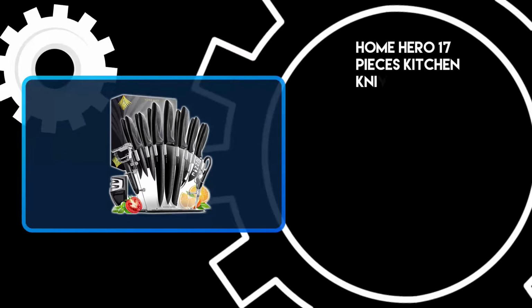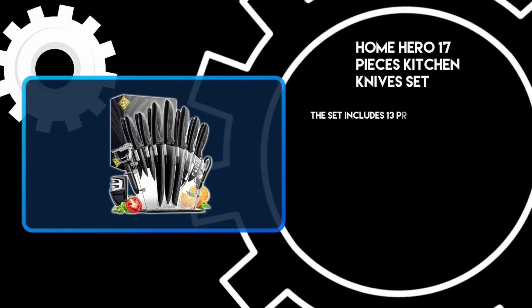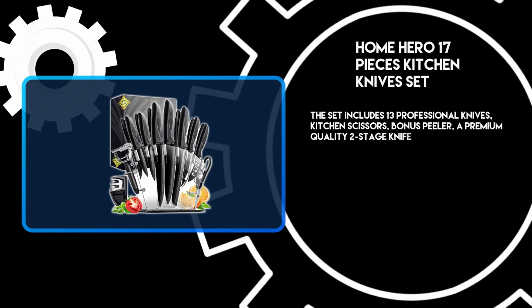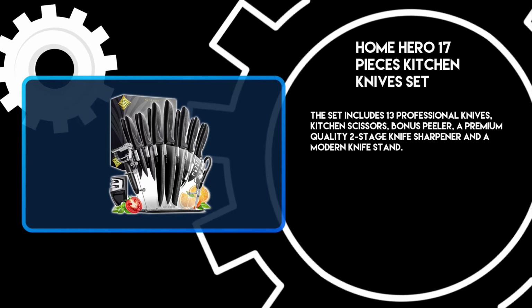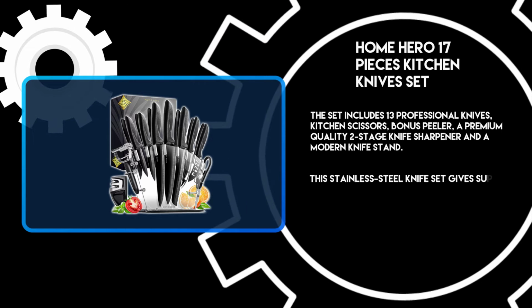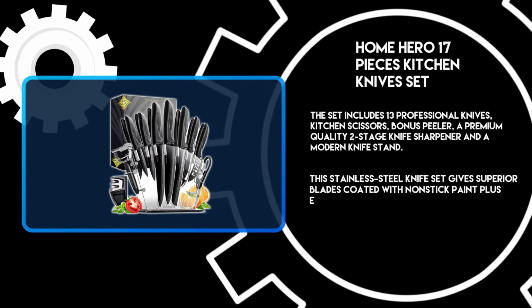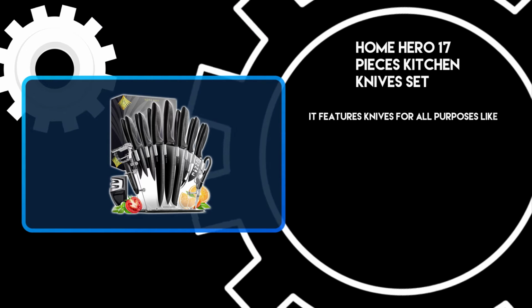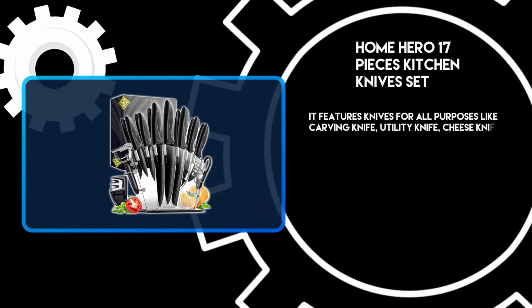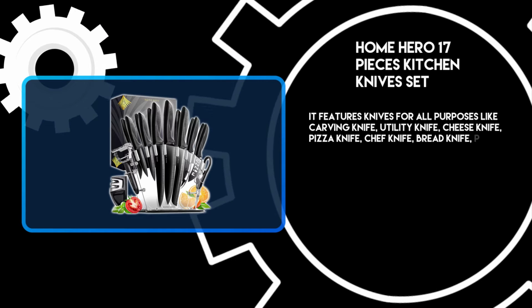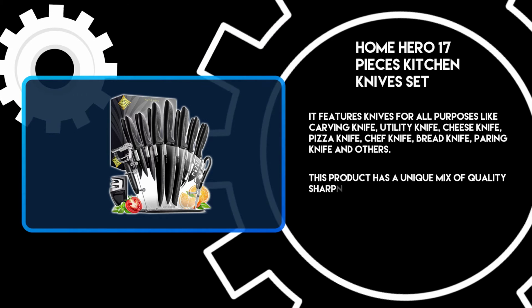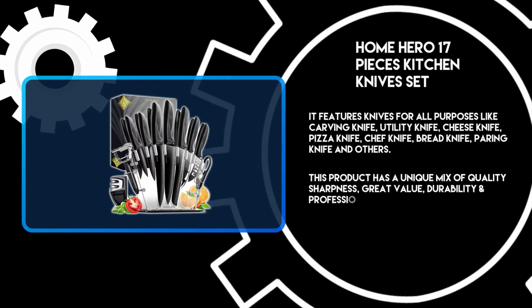At number 3, Home Hero 17 Pieces Kitchen Knife Set. The set includes 13 professional knives, kitchen scissors, a bonus peeler, a premium quality 2-stage knife sharpener and a modern knife stand. This stainless steel knife set gives superior blades coated with non-stick paint plus ergonomic PP handles. It features knives for all purposes like carving knife, utility knife, cheese knife, pizza knife, chef knife, bread knife, paring knife and others. This product has a unique mix of quality sharpness, great value, durability and professionally crafted accuracy.